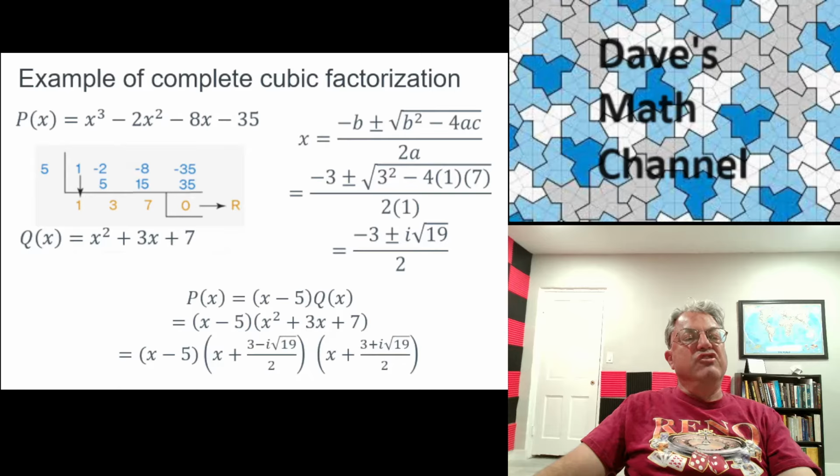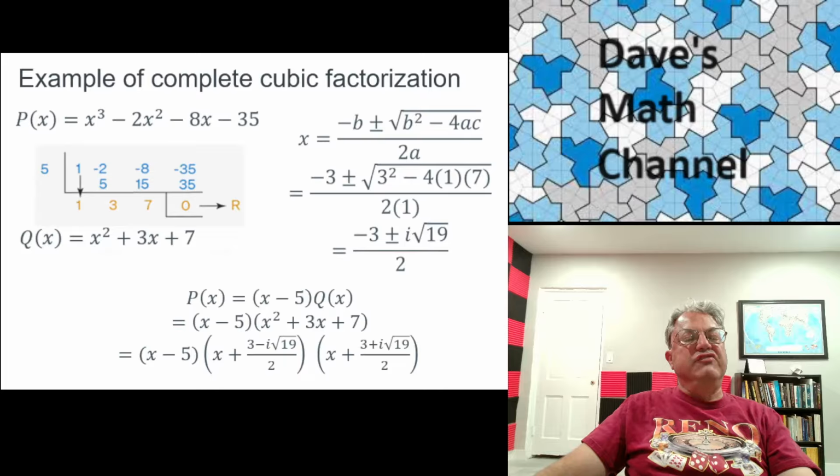And whenever you have a quadratic polynomial, you can always use the quadratic formula to solve for its roots. So I did that here on the right, and it turns out the two roots of the quadratic polynomial are minus 3 plus or minus i times the square root of 19, over 2. So they are imaginary in this case, and they're complex conjugates of each other.